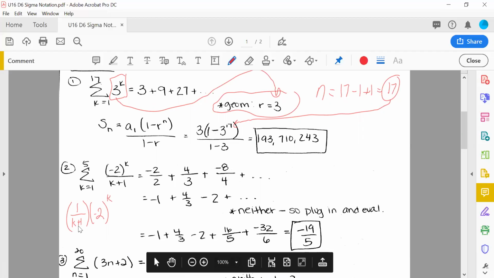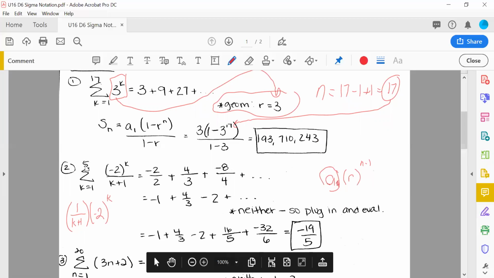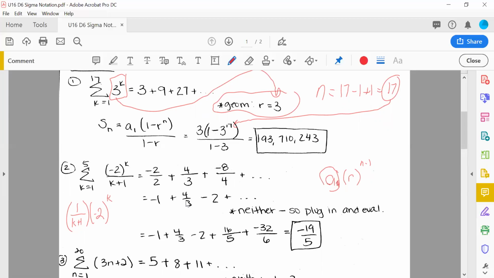Think about what geometric means. Geometric is what? A sub 1 times r raised to the n minus 1. This first term is a constant. It's not a variable. And by the way, how could you prove that? Plug in 1, plug in 2, then plug in 3. Get 3 terms: -1, positive 4/3, -2. All right, the r value is not constant, so it's neither.